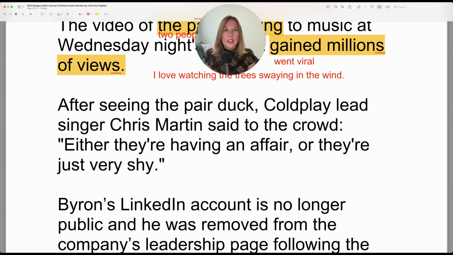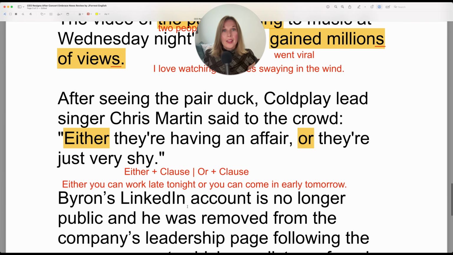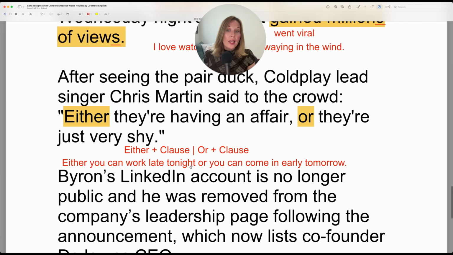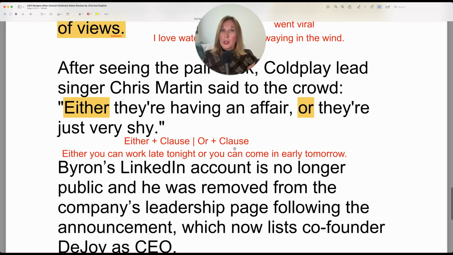So that's the explanation. Let's review a short example. Either you can work late tonight or you can come in early tomorrow. So either clause or clause. And I'm letting you choose. Option A, option 1, option B, option 2. Which one do you want? Either or. Very important sentence structure to familiarize yourself with.